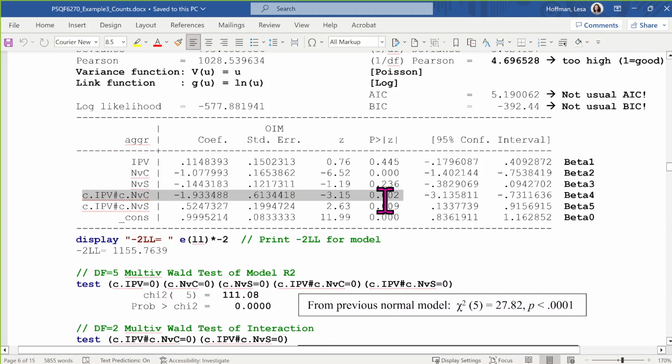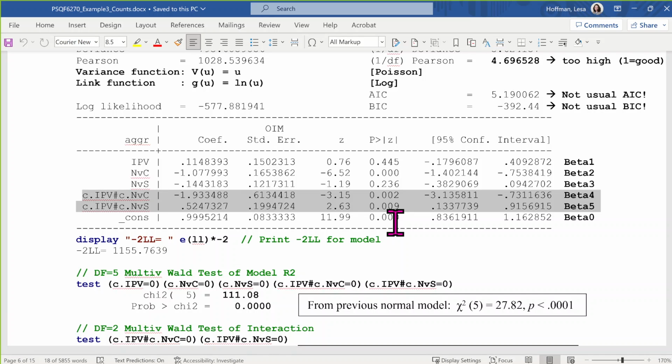So we have the two interaction terms here. I want to draw your attention to the p-values that go with them. Do you remember what happened last time in the normal model? If you say no, that's honest. I appreciate that.